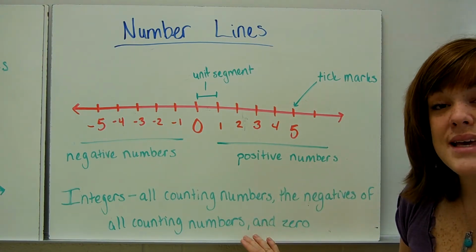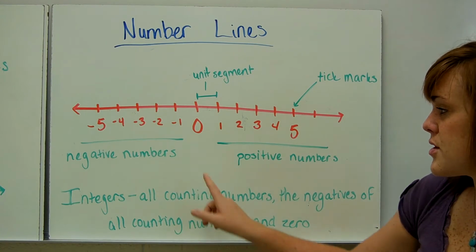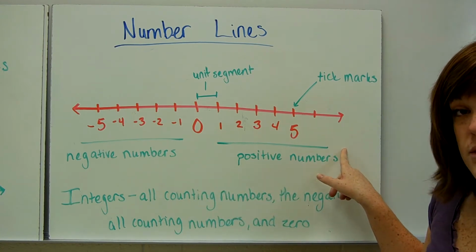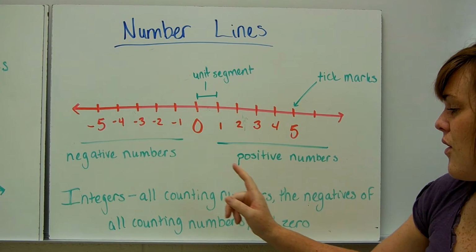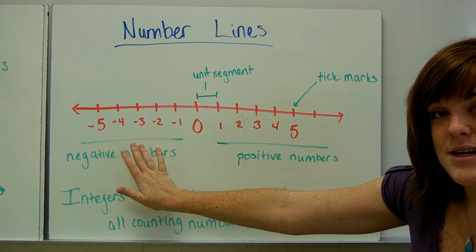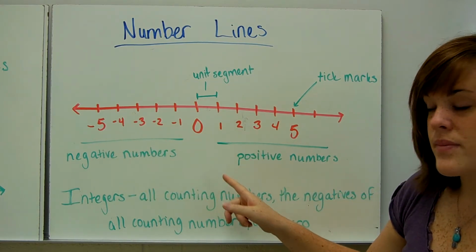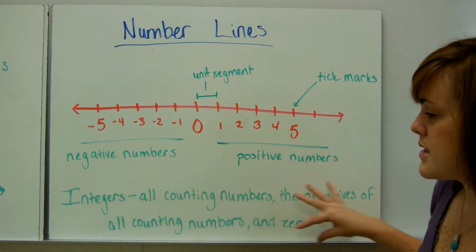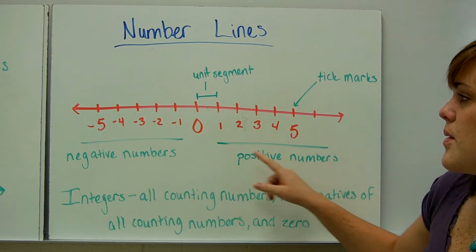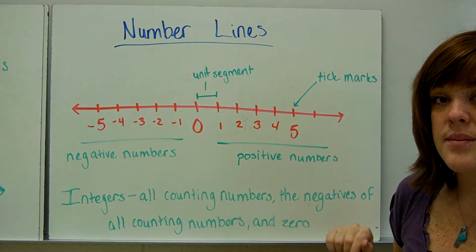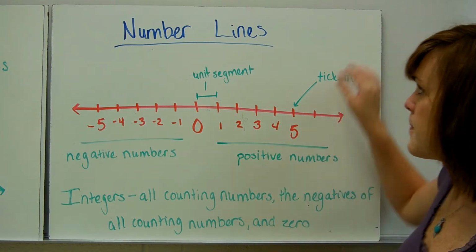This number line is using integers. Integers are all the counting numbers that we'd normally use to count, all the negatives of the counting numbers, and 0. You don't necessarily need to write down integers, but I need you to write down this diagram and label it, please.